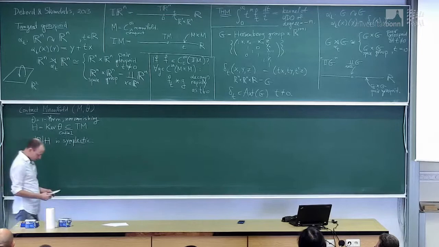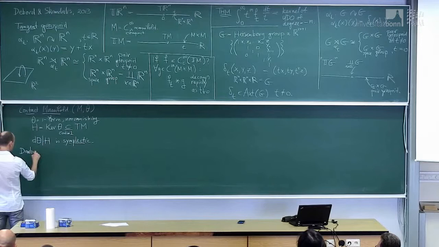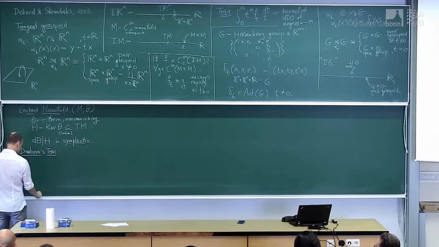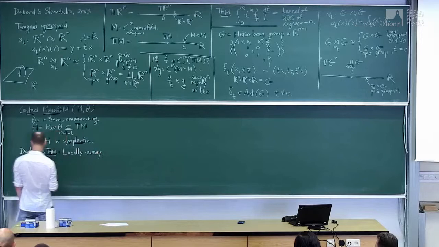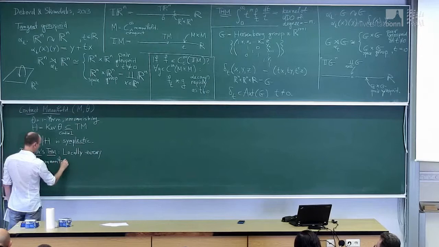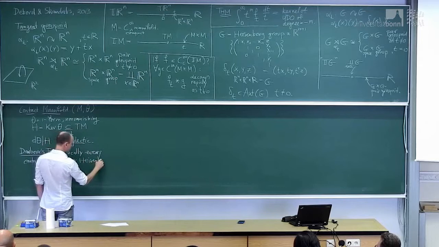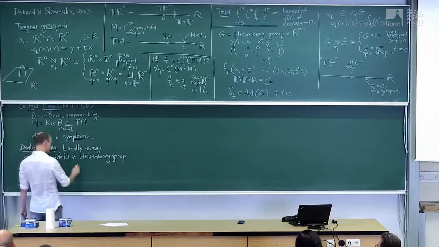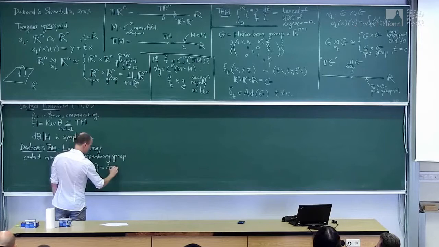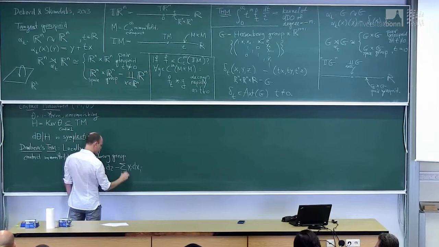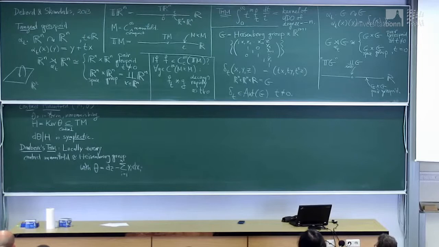Okay, then there's a theorem. This is just a geometric theorem, the Darboux theorem. It says that locally, every contact manifold is isomorphic to the Heisenberg group. And of course, I need to tell you how the Heisenberg group is a contact manifold. There's a standard contact form on it. For example, you could write it like this. They've taken the non-symmetric version.